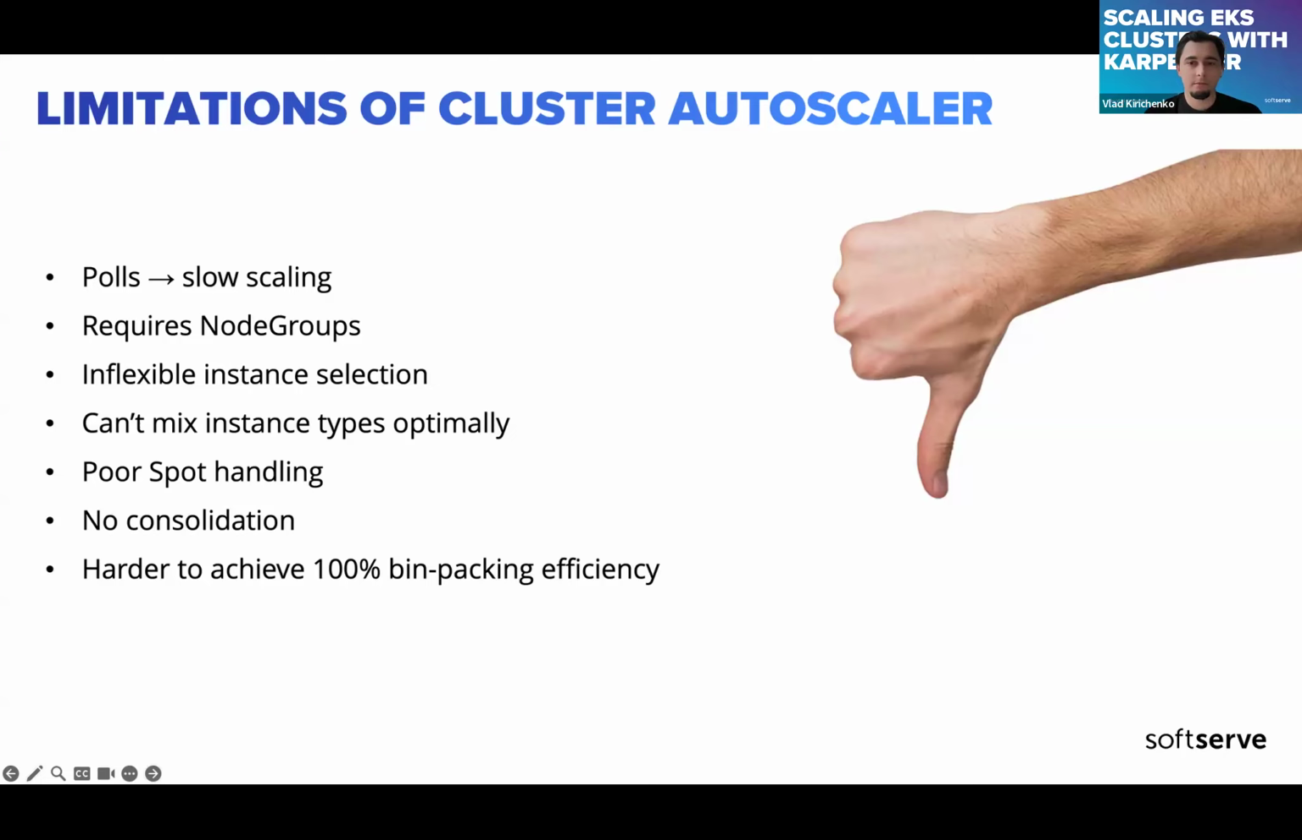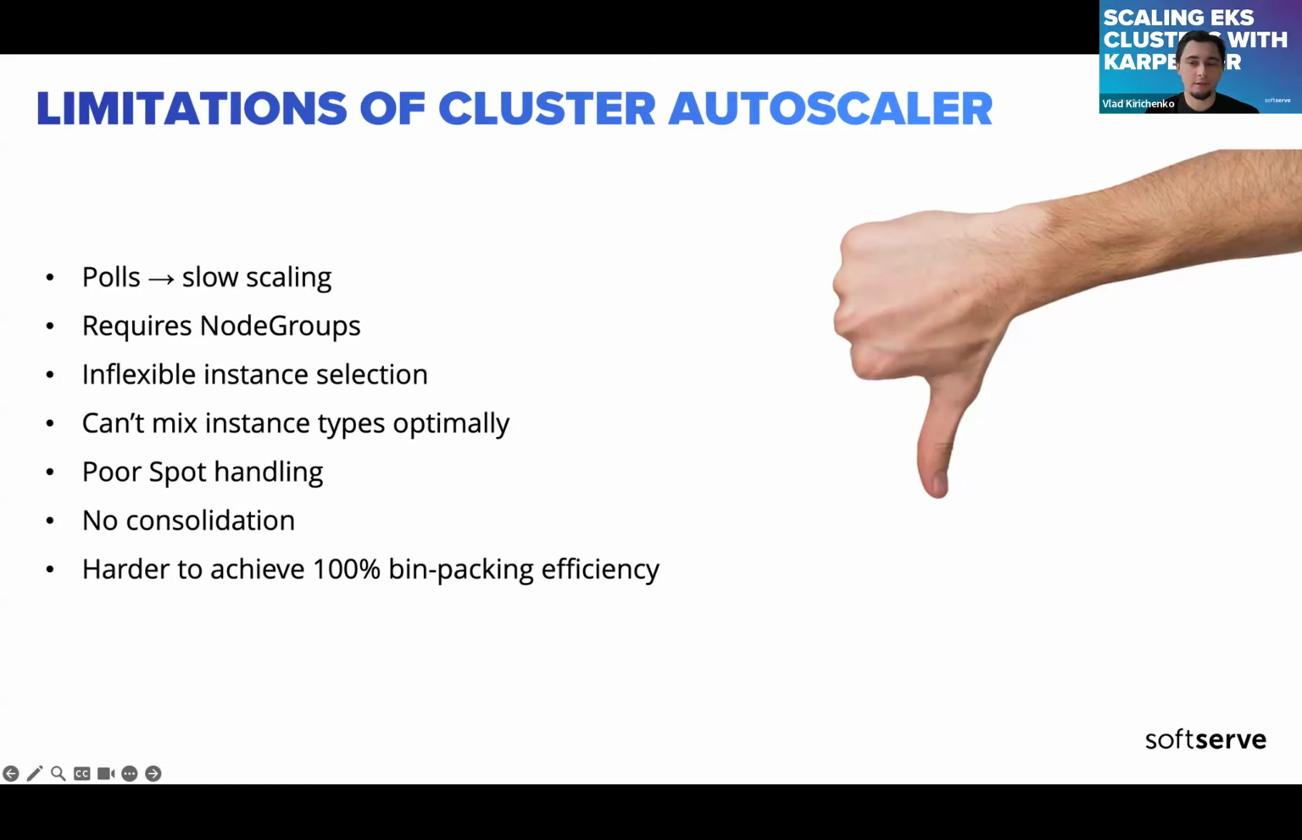We should prioritize spot over on-demand instances and select the most cost-effective instances that meet our requirements. Also, we should have automatic consolidation. When demand decreases, automatically consolidate workloads onto fewer nodes and terminate idle capacity. With the cluster autoscaler, it's not possible to get this efficiency.